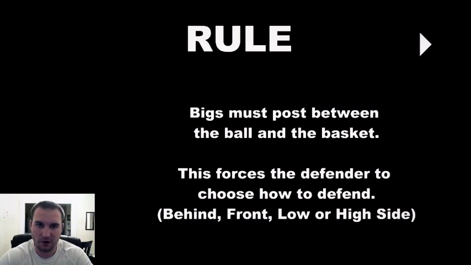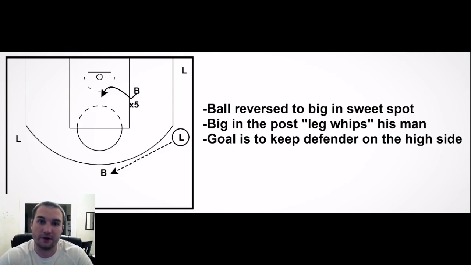So posting between the ball and the basket forces the defender to choose how they're going to defend them. So the ball gets reversed to the big in the sweet spot. The big in the low post follows the ball, posts between the ball and the basket, and he leg whips, or kind of like reverse pivots, his defender. And the goal is to keep his defender on the high side here.